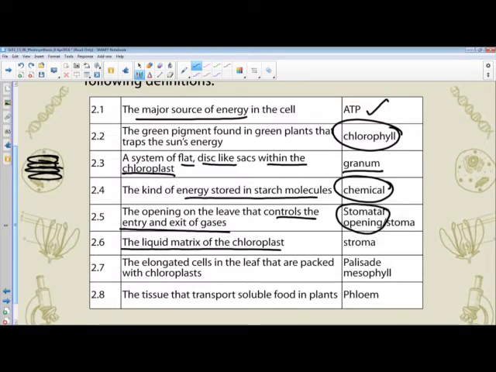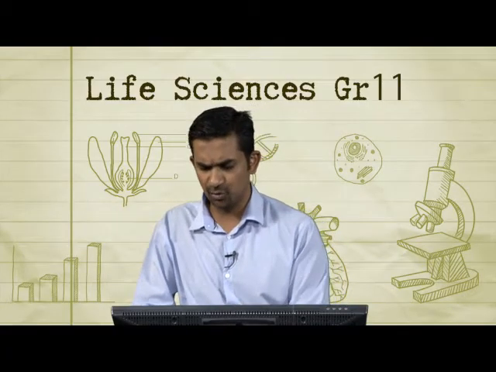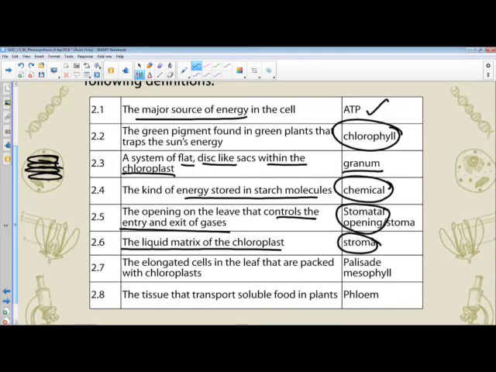Guys, we looked at the structure of the chloroplast early on. We said that the structures within the chloroplast are embedded in a medium called the stroma. And that is the medium in which the second stage, the light-independent phase of photosynthesis, occurs.